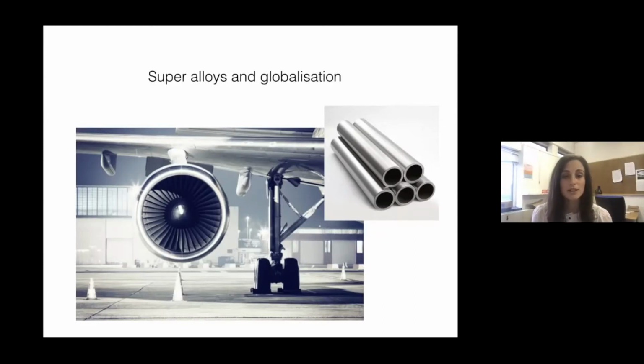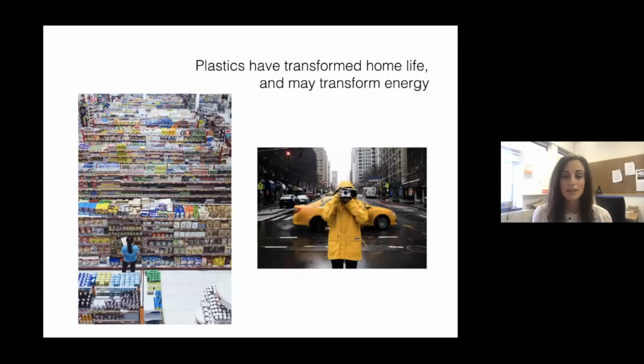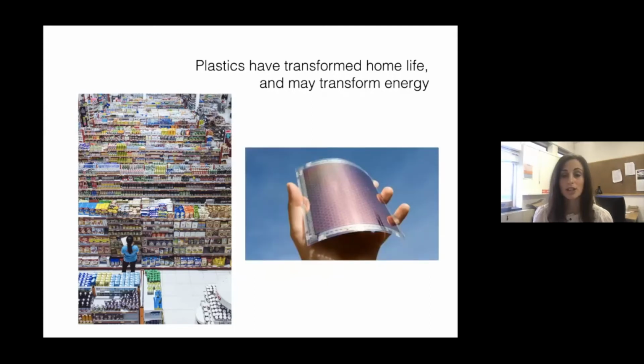So in the 20th century, a kaleidoscope of new materials emerged that have revolutionized modern living. Plastics and polymers have transformed home and dress, and they may indeed come to transform energy. In fact, during my PhD here in the Cavendish with Richard Friend, I worked on plastics or polymers that can be used to enhance efficiencies of solar cells. But by far, the material that has had the most impact upon the 20th century is silicon.